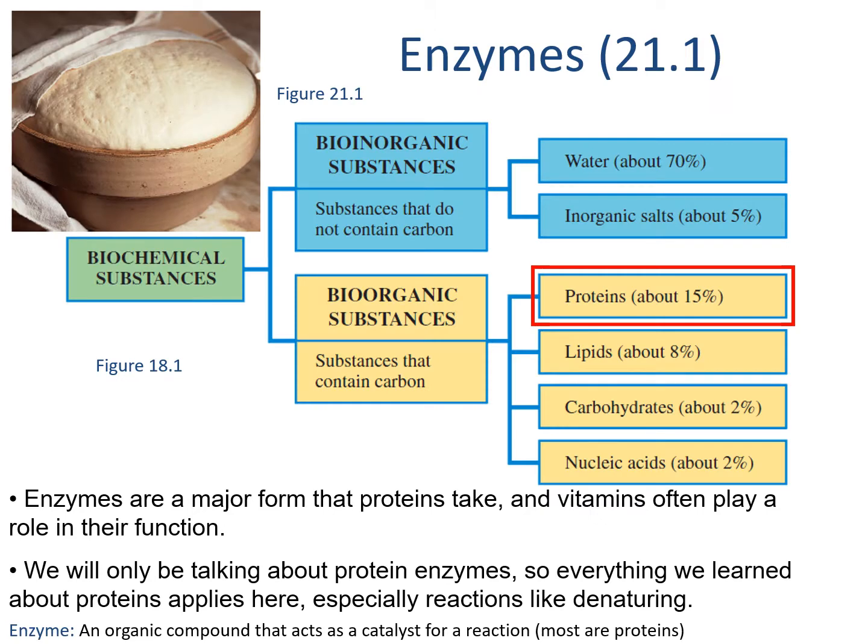We're talking about enzymes in Chapter 21, and remember that enzymes are a form that proteins take, one out of many forms that proteins take. And because vitamins are often associated with enzyme functions, we'll talk about vitamins in this section as well. Enzymes are any organic compounds that act as catalysts for a reaction, and most of the time they're proteins. We'll talk about a few special examples in Chapter 22 where ribosomes function as enzymes.